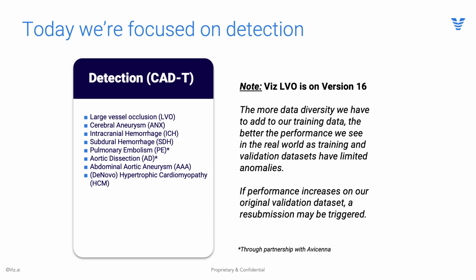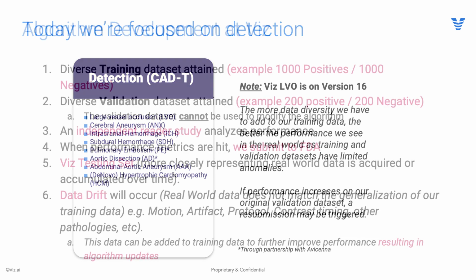I have a comment on the side here. We're always working to improve these algorithms, working to improve our sensitivity, our specificity, et cetera. Today, LVO is on version 16. So we've actually done many releases since initially building that particular product.